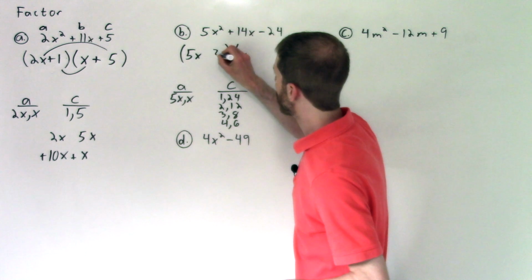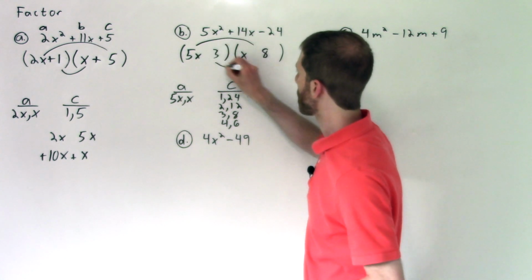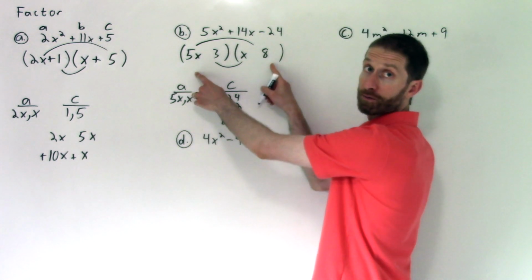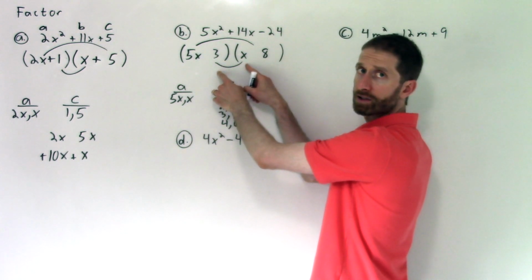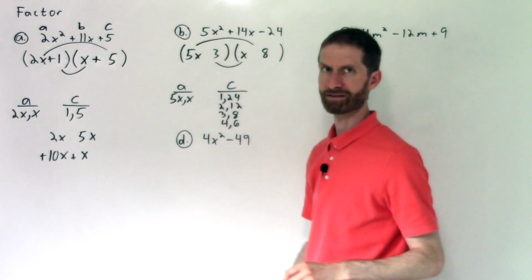So we'll start with 3 and 8, and again, we're checking outer and inner. Just keep those bars there. So 8 times 5 is 40, and 3x. That's not going to give us 14, right?